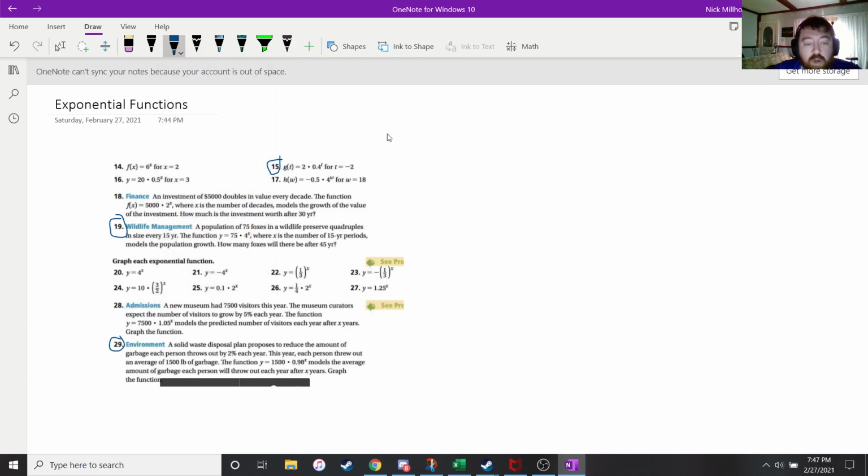Exponential functions as a whole aren't too bad. All we're really doing, especially on 15 here, is taking our value for t, which we're told is t equal to negative 2, and plugging it in for our exponent here. You see how it's 0.4 t. So I'm going to rewrite this. It's g(t) is equal to 2 times 0.4 to the t power.